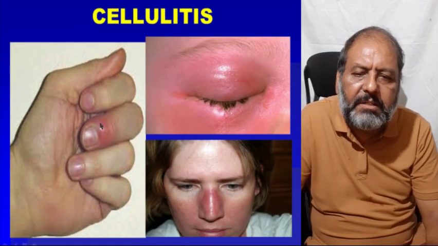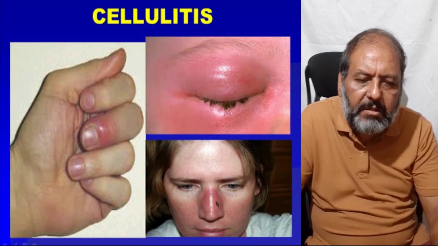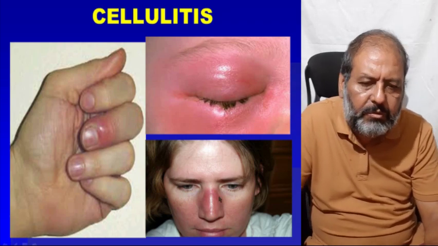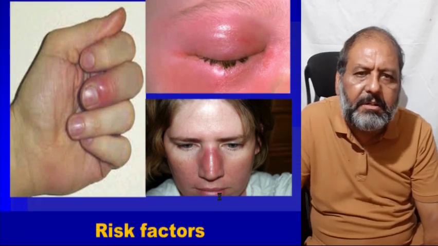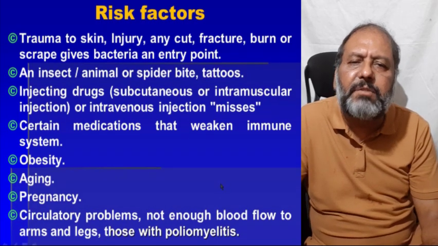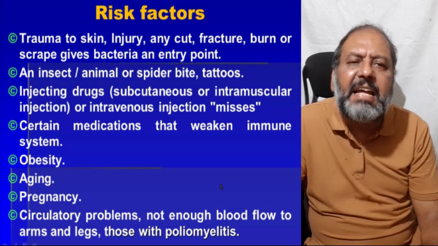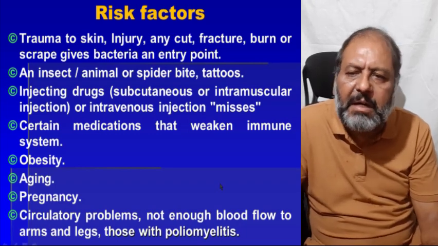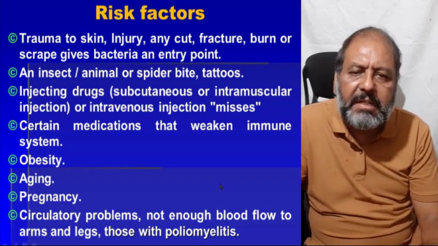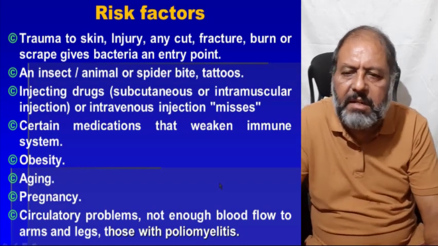Here again one can see cellulitis on the finger, on the eye, upper eyelid, and on the face and the nose. These are all cellulitis which are very commonly seen. Now, the risk factors of cellulitis are trauma to the skin: injury, any cut, fracture, burn or scrape gives bacteria an entry point to cause cellulitis.